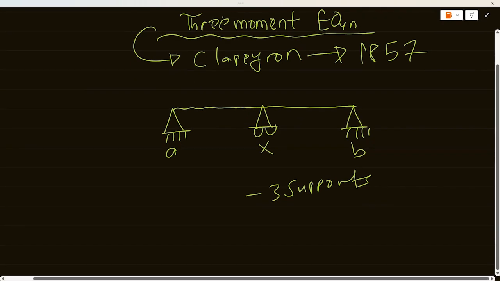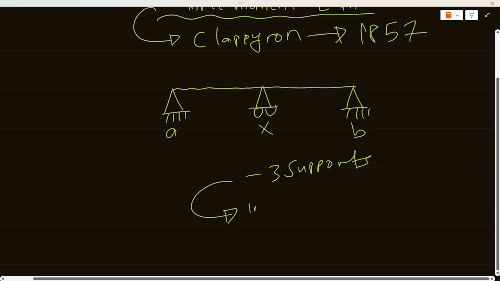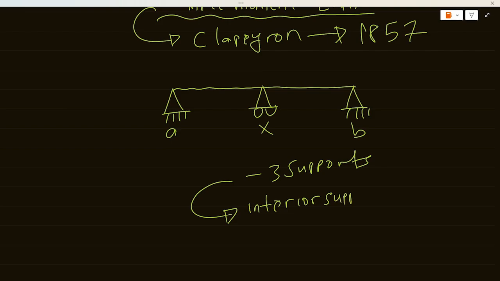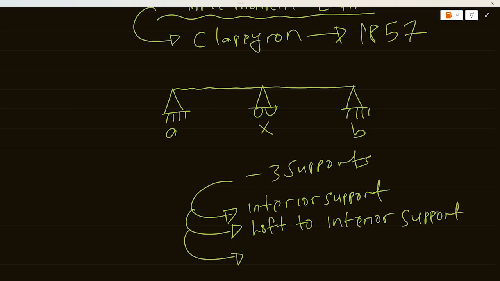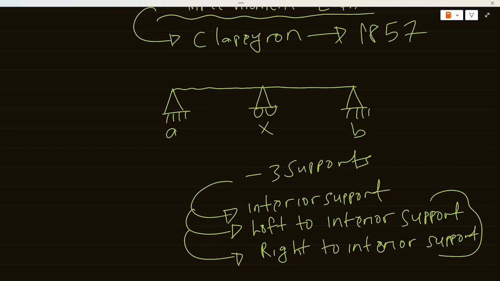The first support out of these three supports is your interior support. The second support is your support left to interior support. The third support is your support right to interior support. These two are your adjacent supports to the interior support. To understand it well, it's better I use left, L, and right, R, here.